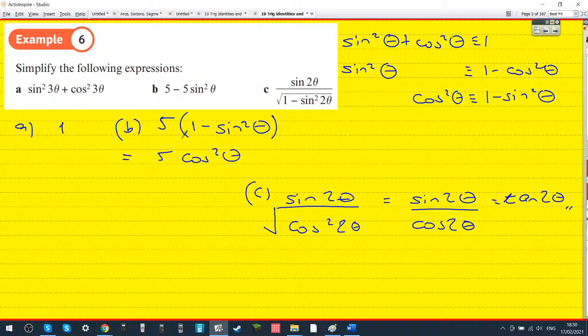And so instead of having two different things, you now have just one thing, tan 2 theta. For the previous one, you have two different things, 5 minus 5 sine squared theta. It's now just 5 cos squared theta.